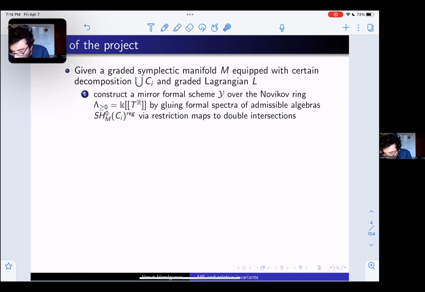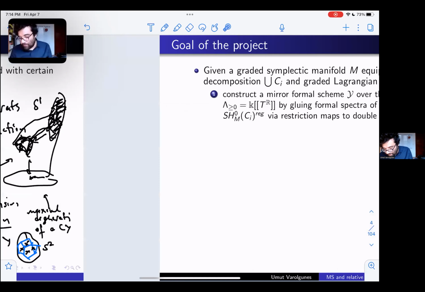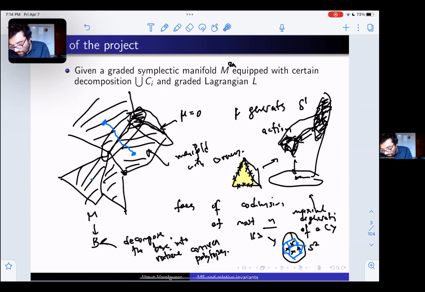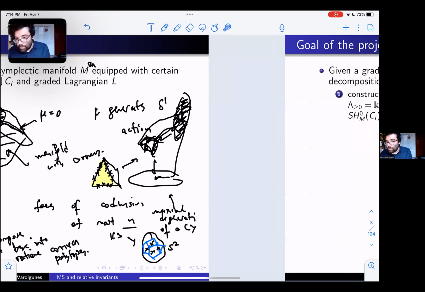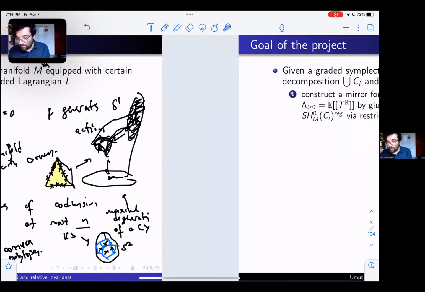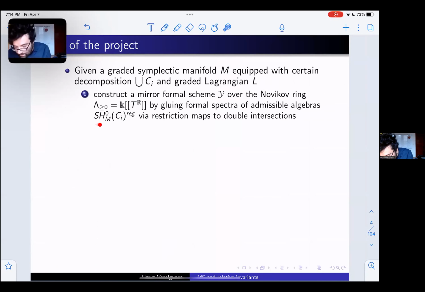Okay, and the way I'm going to construct this formal scheme is I'm going to take this decomposition, and each of these chambers in the decomposition, I will be able to associate to it an algebra over the Novikov ring. Okay, so that algebra, these relative symplectic cohomology algebras, and I will just try to glue their formal spectra. And the gluing, the transition maps will come from each of these.